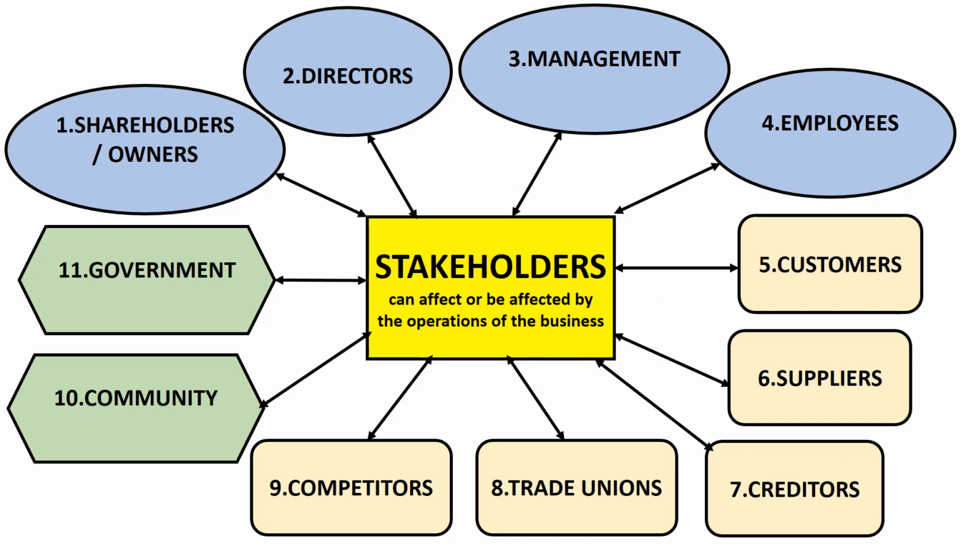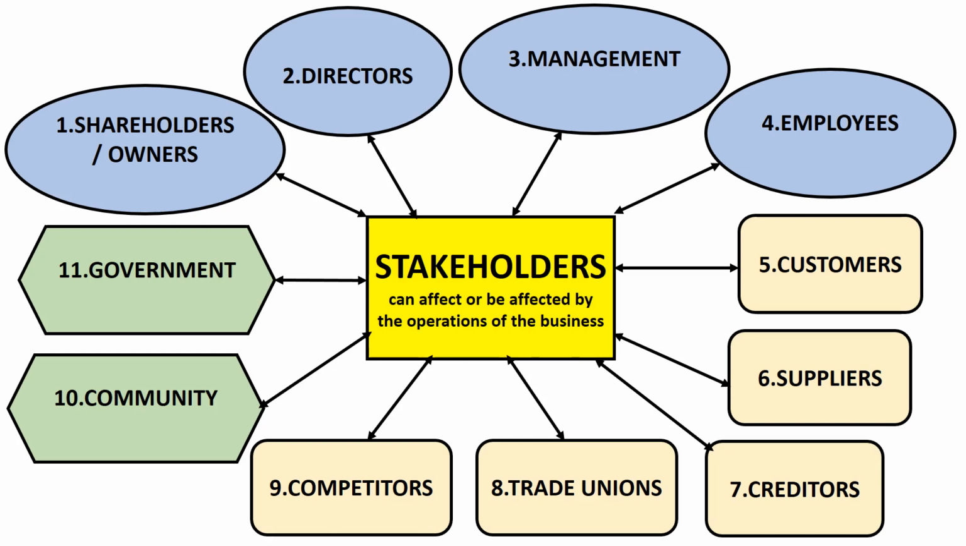By way of a recap, remember that there are 11 different types of stakeholders for a business. Firstly, there are shareholders in the case of a company, or owners in the case of a partnership or sole trader. Secondly, in the case of a company, there are directors. Thirdly, there's the management team. Fourthly, there are employees of the business.